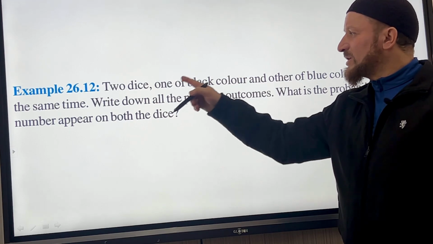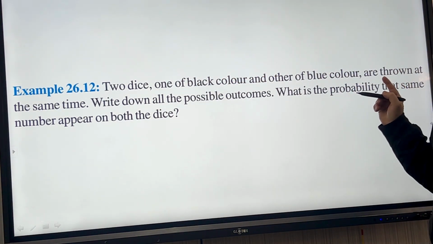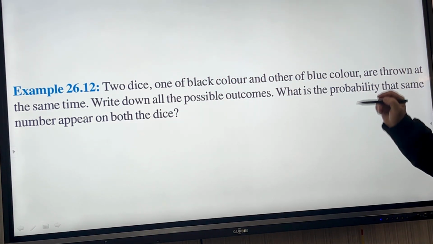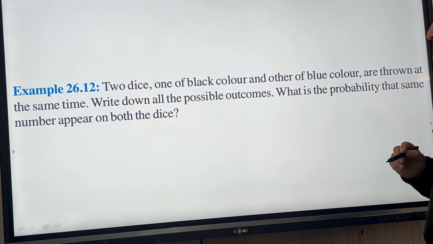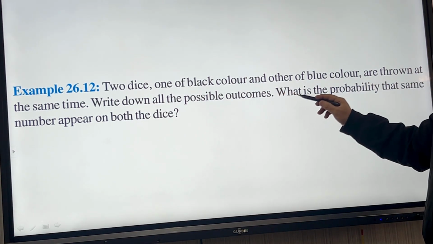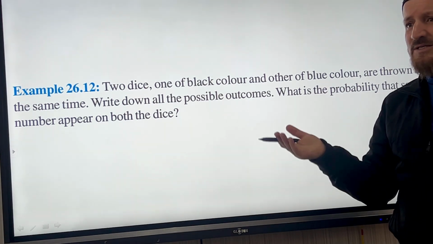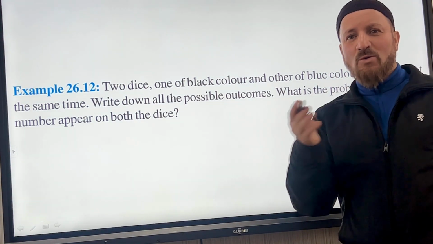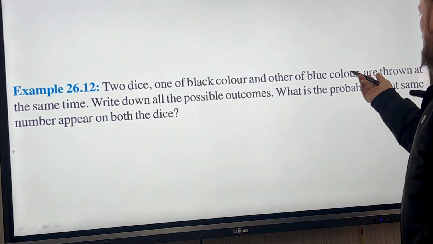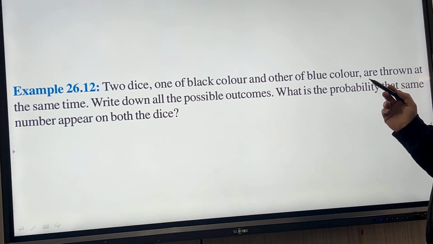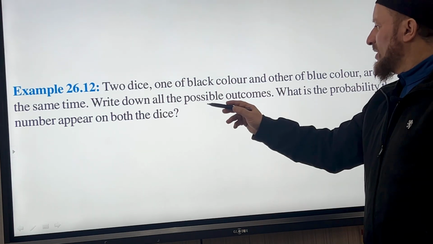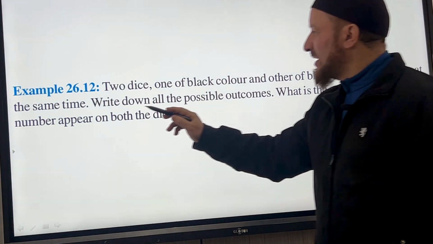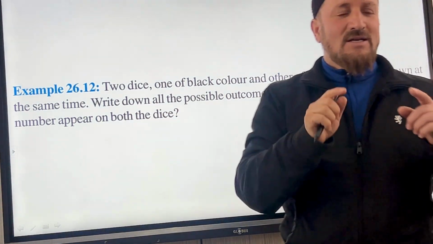Now do this question. 2 dice, one of a black color and other of blue color. एक black color का है, दूसरा क्या है? Are thrown at the same time. Write down all the possible outcomes. Possible outcomes क्या क्या आ सकते हैं? 36 आएगा ना. 1 1 1 2 1 3. वो अब 1 होगा मानो ब्लू का, 2 होगा किसका? ब्लैक का. What? Okay. What is the probability that the same number appears on the both dice?